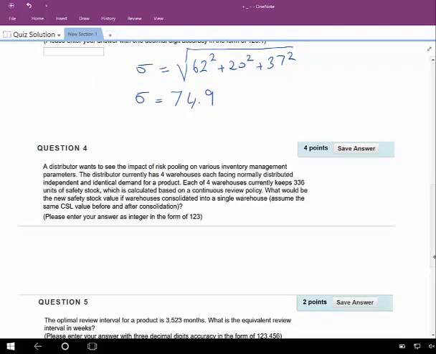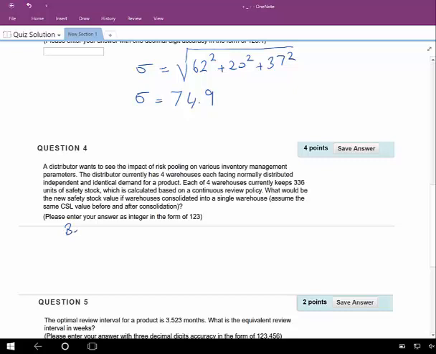Next question. A distributor wants to see the impact of risk pooling on various inventory management parameters. The distributor currently has 4 warehouses, each facing normally distributed, independent and identical demand for a product. Each of the 4 warehouses currently keeps 336 units of safety stock, which is calculated based on a continuous review policy. What would be the new safety stock if the warehouses are consolidated into a single warehouse? Assume the same customer service level before and after the consolidation.